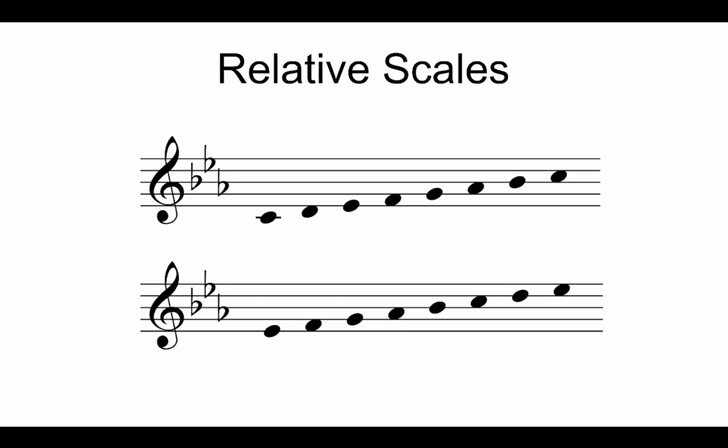E flat major and C natural minor are not the same as they have different tonics. In E flat major, E flat is the most stable note, while in C minor, C is the most stable. It's not just about what notes you use, but how you use them. Here's C minor again. And here is E flat major.